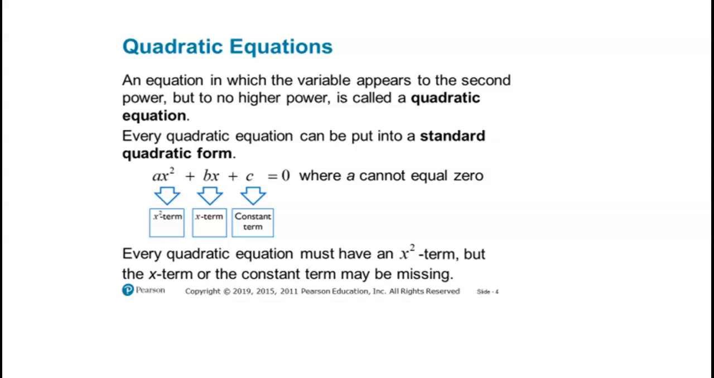in which the variable appears to the second power, but no higher. So we're looking at something to the second power, but no higher. You're not going to see x to the third, x to the fourth, any exponents like that. Every quadratic equation can be put into a standard quadratic form, which is going to have an x squared term, an x term, and then a constant. Every quadratic equation must have an x squared term, but the x term or the constant may be missing.